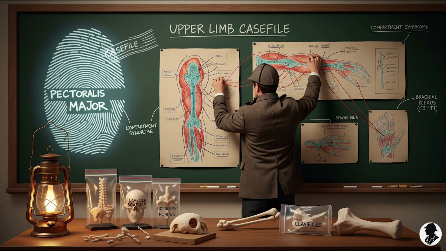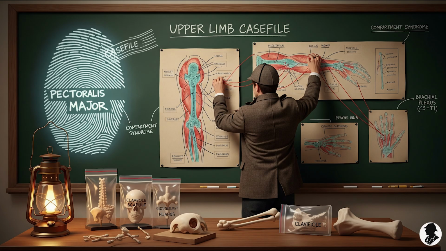Which brings us back to its clinical relevance. Remember, the axillary nerve wraps around the surgical neck of the humerus, about 5 centimeters or so below the acromion. So things like a shoulder dislocation, especially anterior, or a fracture of that surgical neck, or even a badly placed injection into the deltoid, can easily damage this nerve.